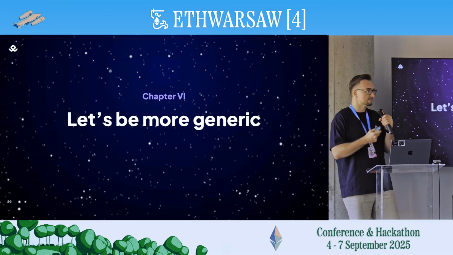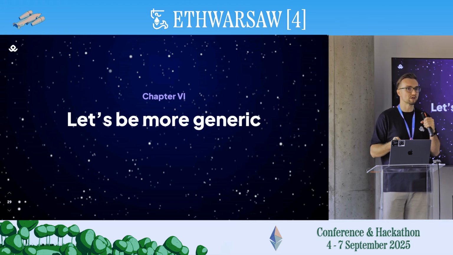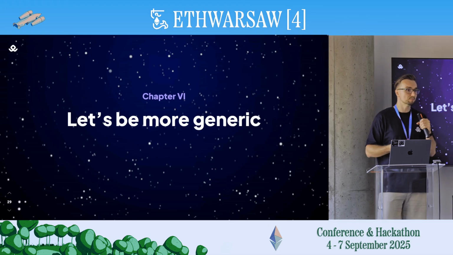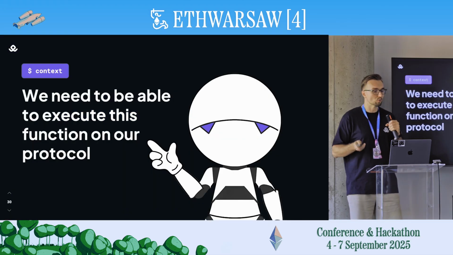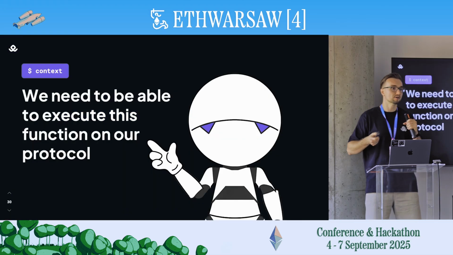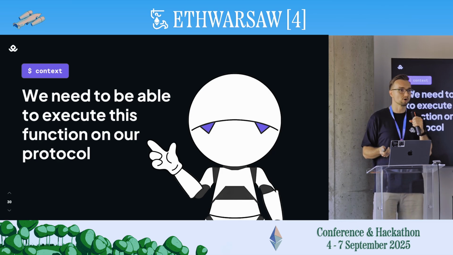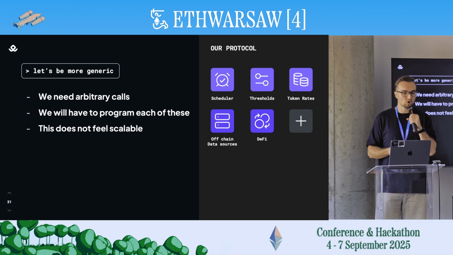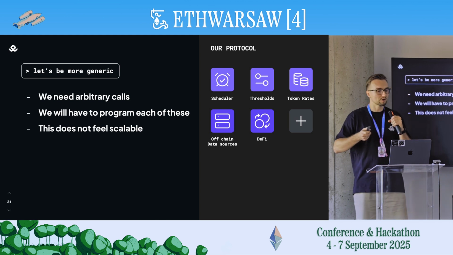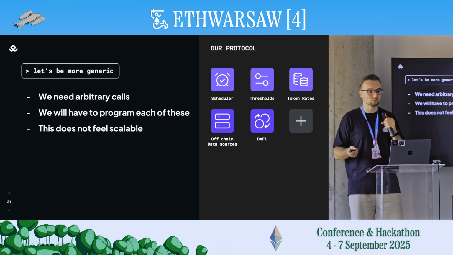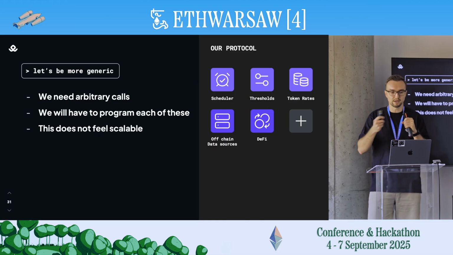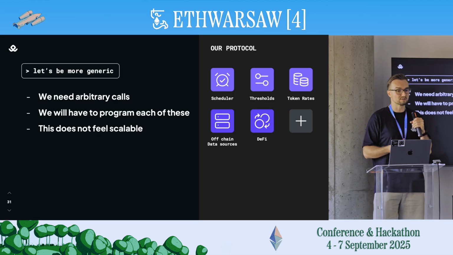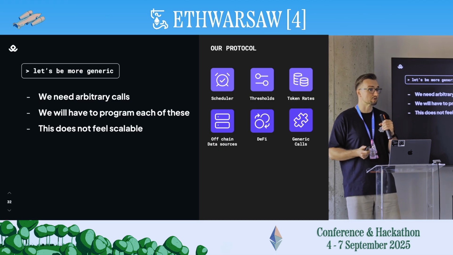But again, this is DeFi. We want to be more generic. We don't want just swaps. We don't want just transfers. We want to do anything, basically. You want to execute any function on the protocol that a smart contract can support. So things like arbitrary calls. If you wanted to do it yourself, you would have to program each of these and audit them. Again, a lot of time spent, a lot of resources required. This is not scalable. So we've added generic calls to the protocol.